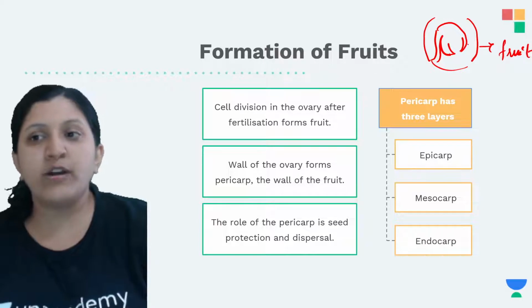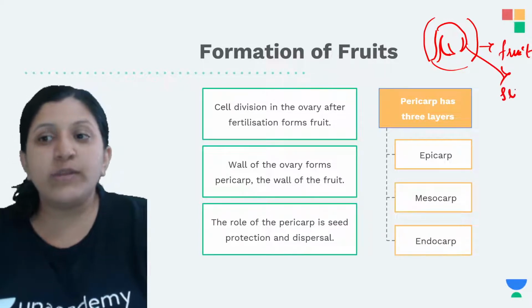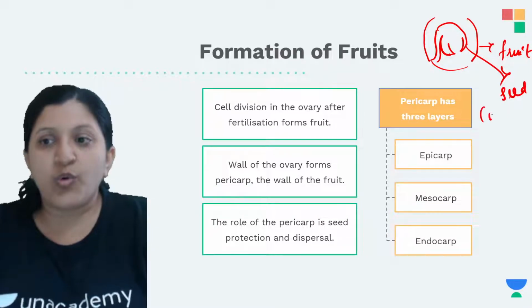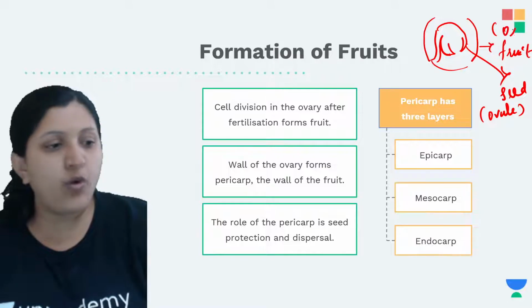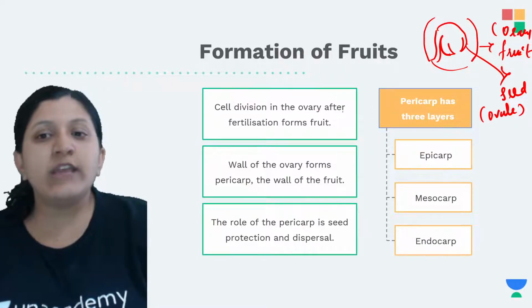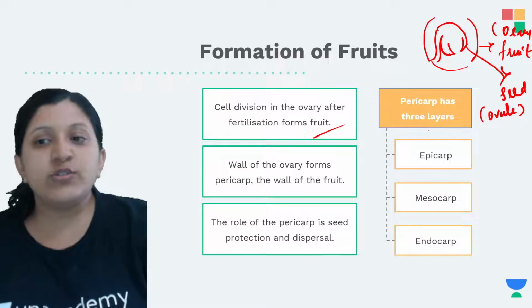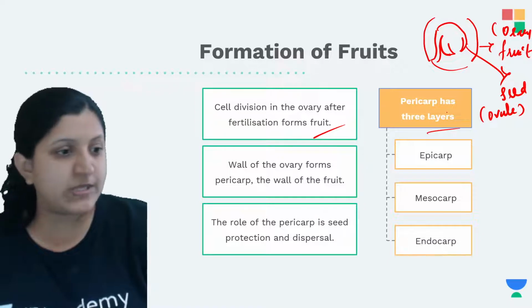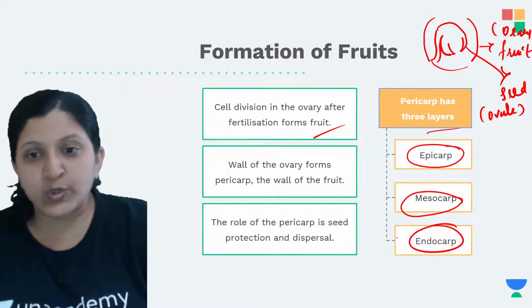So this whole part which is attached to the placenta of the fruit will become the seed. Okay, so the ovule will become the seed, and the ovary becomes the fruit. Cell division in the ovary after fertilization forms the fruit. There are three layers with respect to the fruit wall, so there can be epicarp, mesocarp and endocarp.